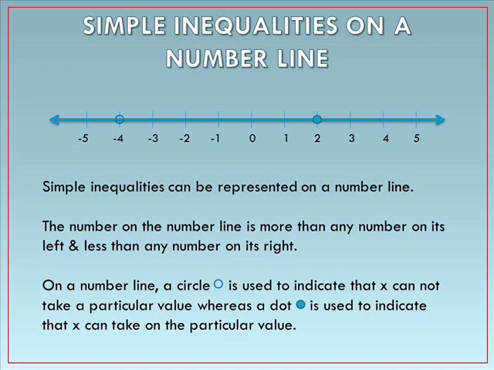While plotting simple inequalities, a circle is used to indicate that x cannot take a particular value, whereas a dot is used to indicate that x can take on a particular value. If you remember these points, you will be able to illustrate simple inequalities on a number line.